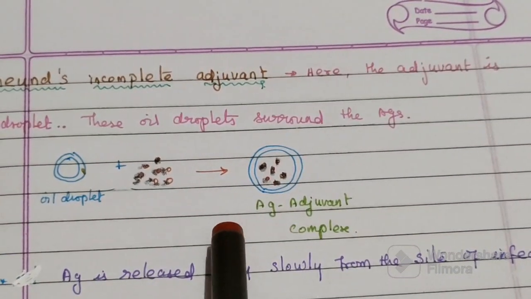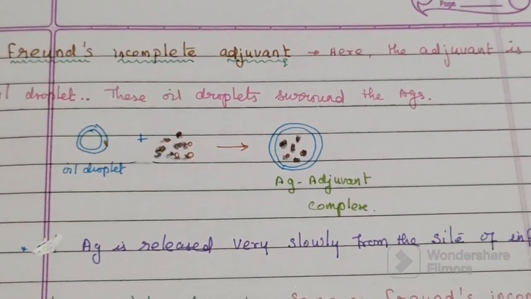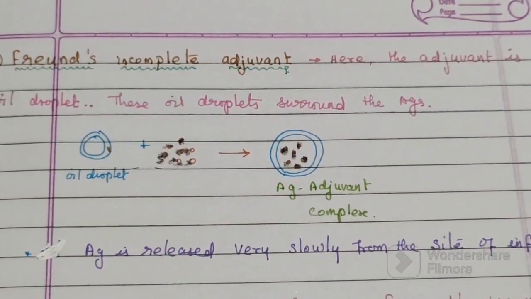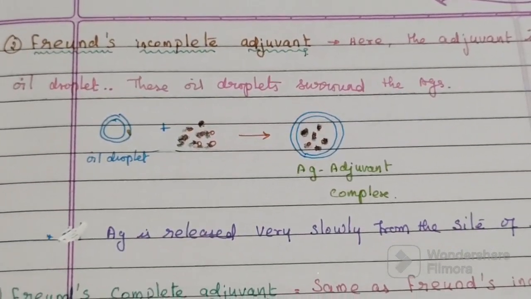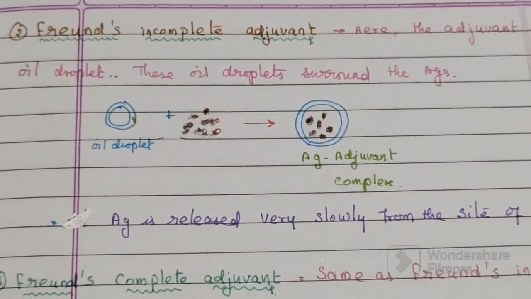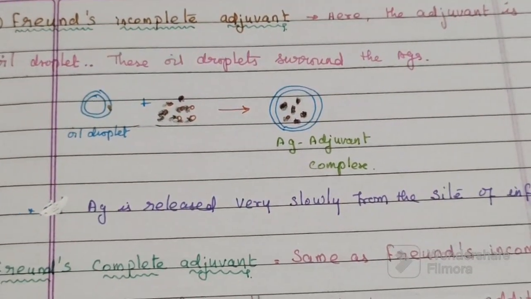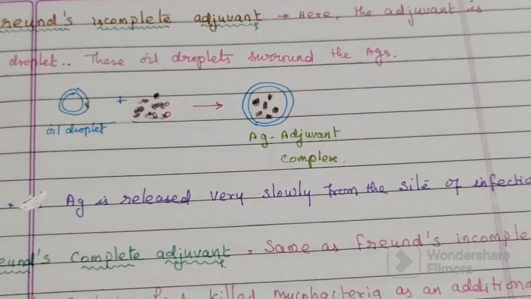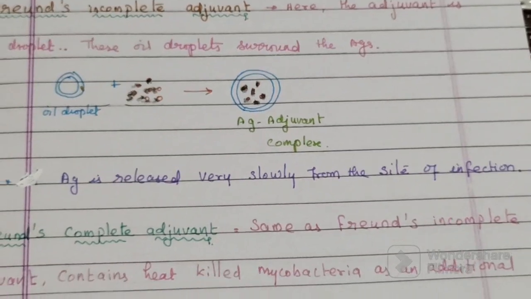Here an antigen-adjuvant complex forms. Now this antigen is surrounded by oil droplets, so the antigen-adjuvant complex is ready. Hence the antigen is released very slowly from the site of injection, as the antigen is surrounded by the adjuvant complex, or oil droplets.